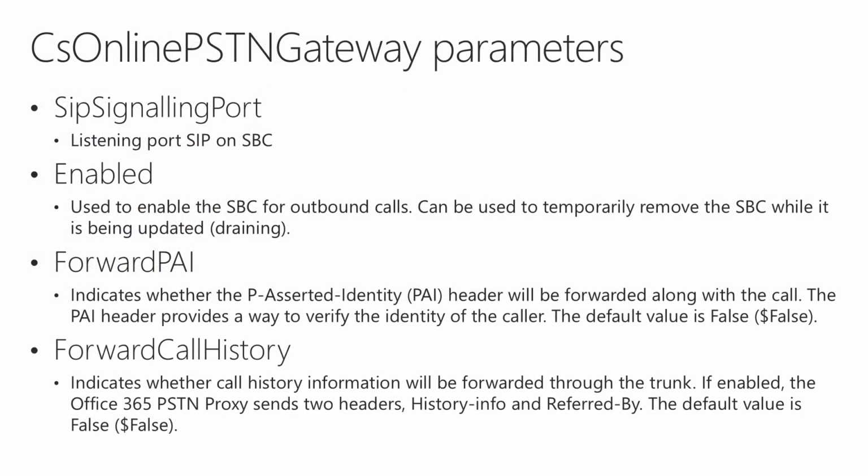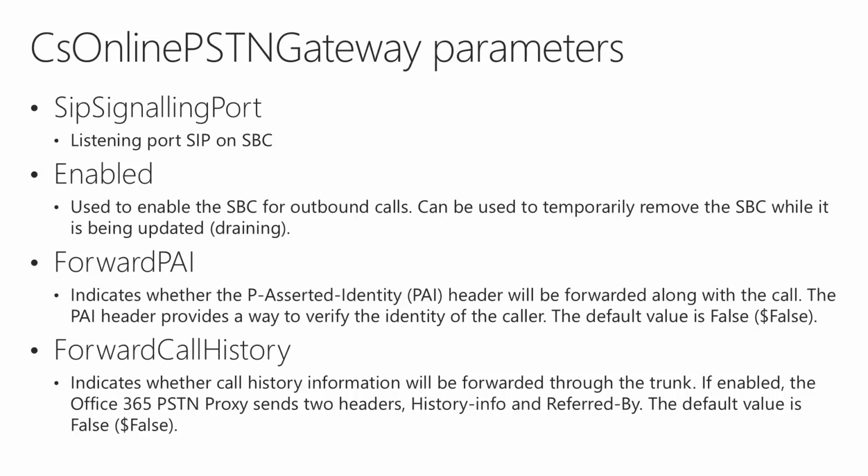You can run New or Set-CsOnlinePSTNGateway with the following parameters. The SIP signaling port defines the SIP signaling port on the SBC. So whatever you configure on the SBC as a port to listen for signaling, this is what you need to configure here as well. The enabled parameter allows you to put the gateway in a disabled state where no new calls would be put to the SBC. However, incoming calls will still be accepted.